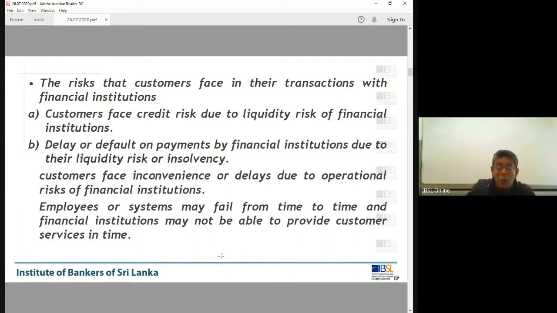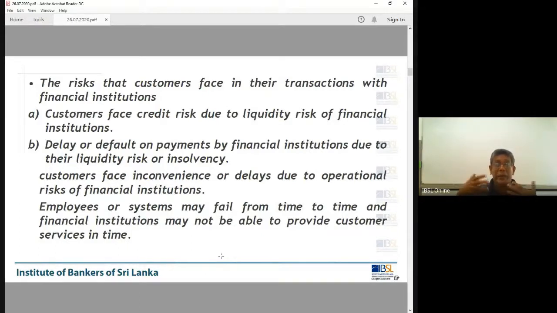Right? Now you go to the bank. You want to withdraw some money. The bank is closed on a Sunday, or the systems have some problem. So the customer is facing inconvenience due to the operational risk of the financial institution. Customers face inconvenience because of operational risks of your institution. Got the point? Right? Okay.